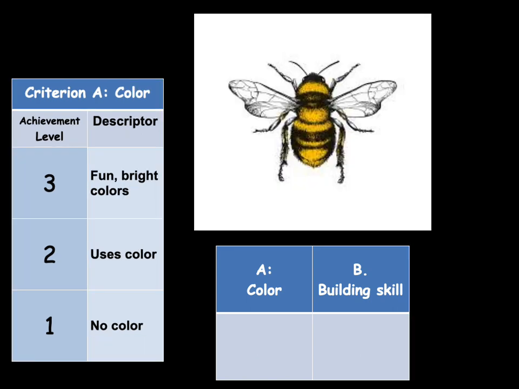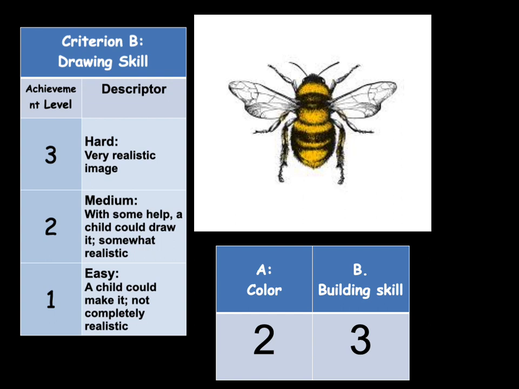So with this first one, it uses color, but it's not necessarily fun, bright colors. It's kind of muted. So we would probably give that a 2. For looking at the drawing skill, it's definitely not an easy drawing. It's pretty realistic, and you can see, if you blew it up, you could see even more details. So I would say it's a pretty difficult drawing. It took a lot of skill to create this lifelike looking bee. So we would do that.